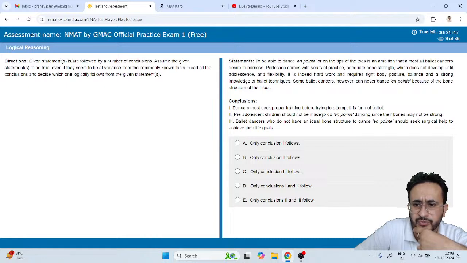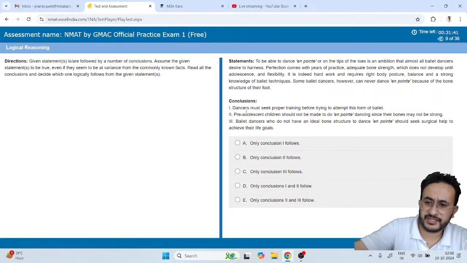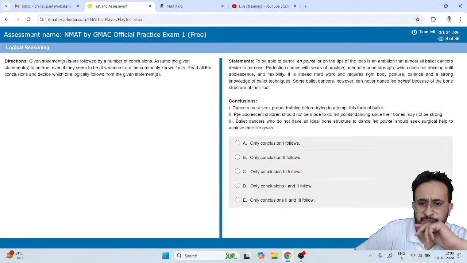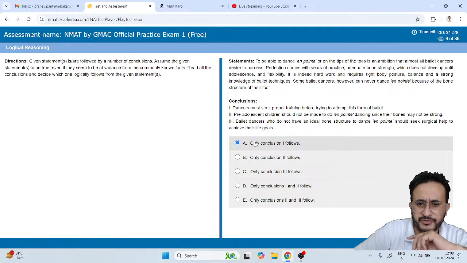Should not be made to do. It is not saying that this bone strength develops late, but it should not. It does not mean that it should not be asked to do. Ballet dancers who do not have an ideal bone structure to dance unpointed should seek surgical help in achieving their life goals. So third is absurd. So only one follows, I guess.